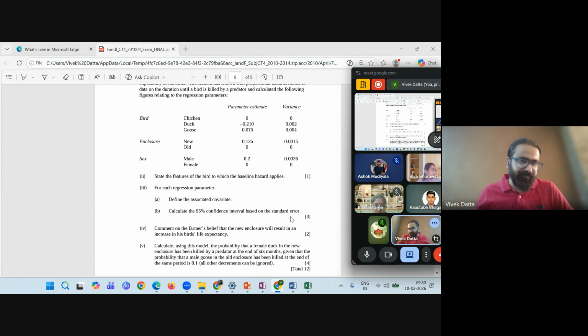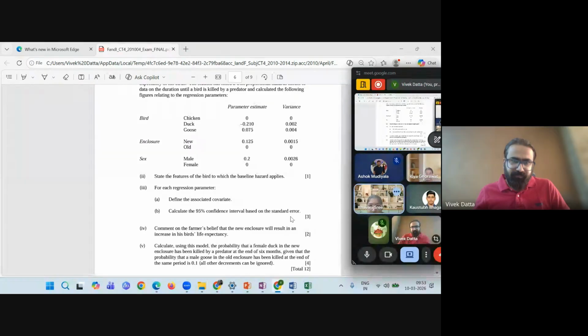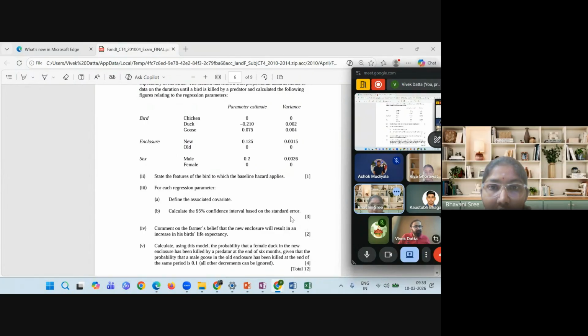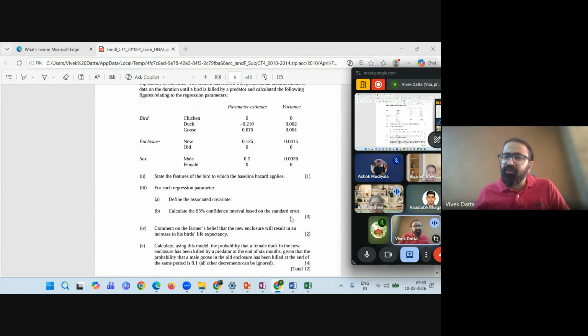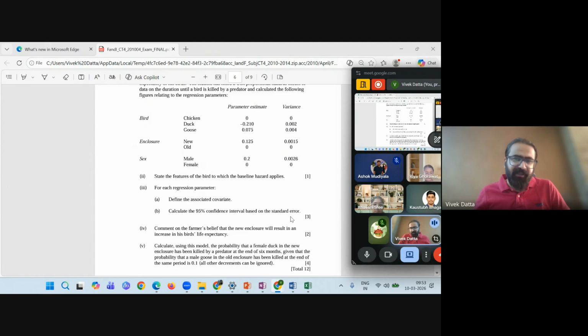Z3 will be 1 if the enclosure is new, 0 if it is old. Otherwise is only used when your options are not given to you. Then Z4 would be 1 for male and 0 for female. Okay, great. What are the corresponding beta values?